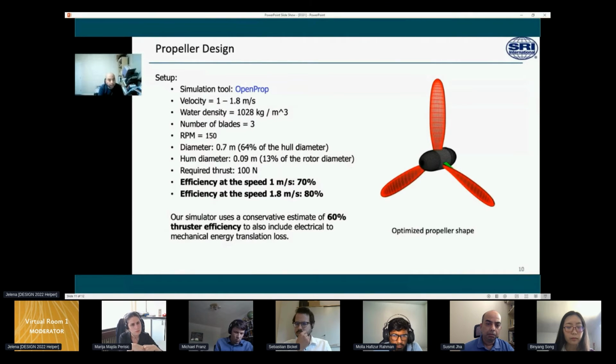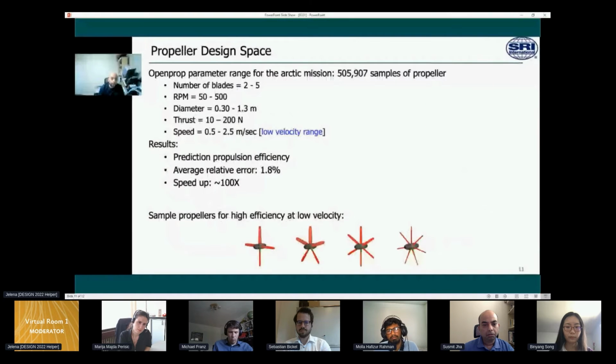The specification here is a range of velocity at which we are expecting the propeller to operate, and we require the efficiency within this range to be high. We also have a thrust requirement, that is, the propeller should be able to generate some minimal amount of thrust. The design space comprises the number of blades. We need to choose at what RPM the propeller is going to operate, the diameter of the propeller, the diameter of the hub, and so on. So these are the parameters and the specific ranges we're using in the design problem.